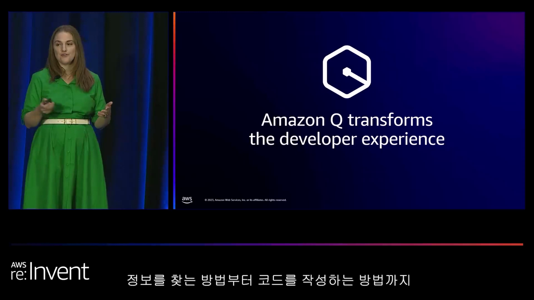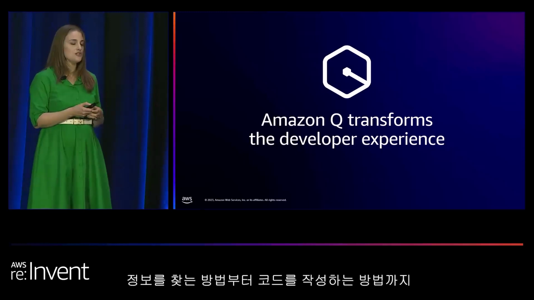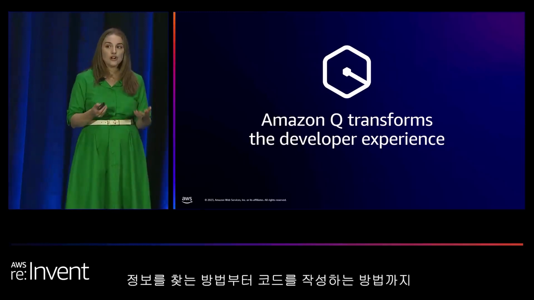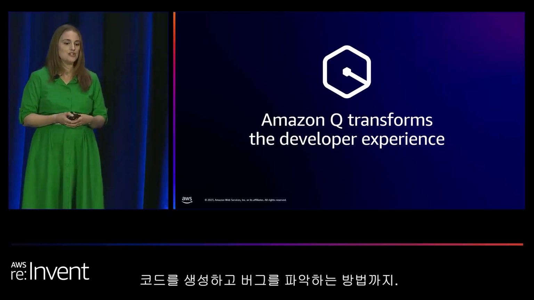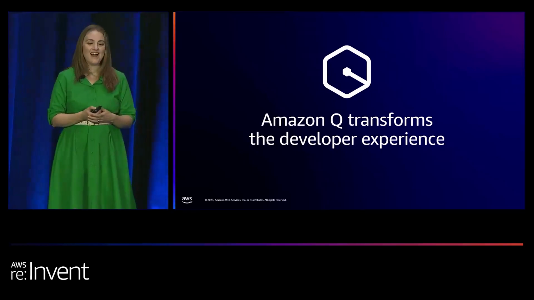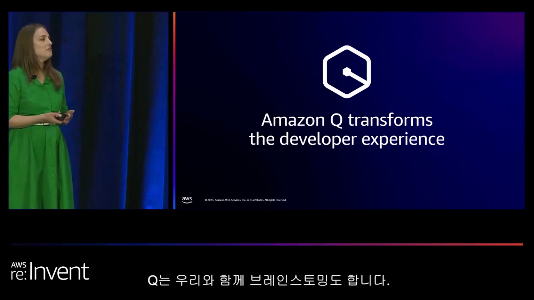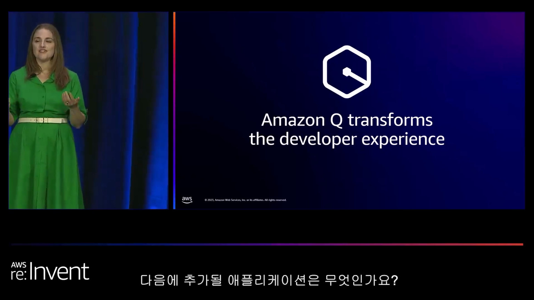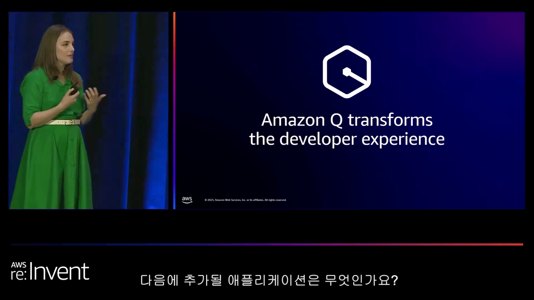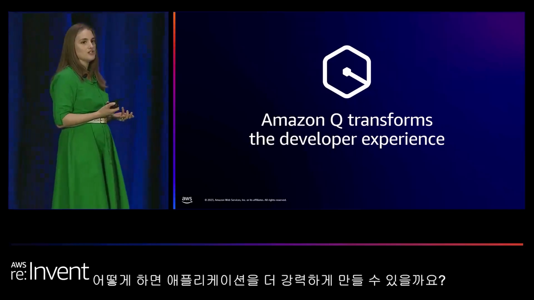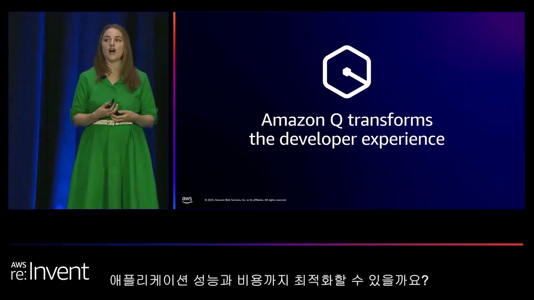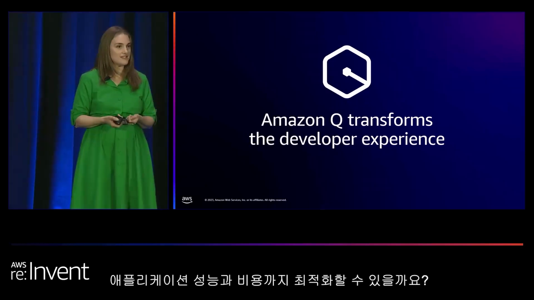So from how we find information to how we write code and generate code to figuring out bugs and all the way to doing our code reviews. Q will even brainstorm with us. What are those next additions to our applications? How can we make our applications more powerful and even optimize application performance and spend?